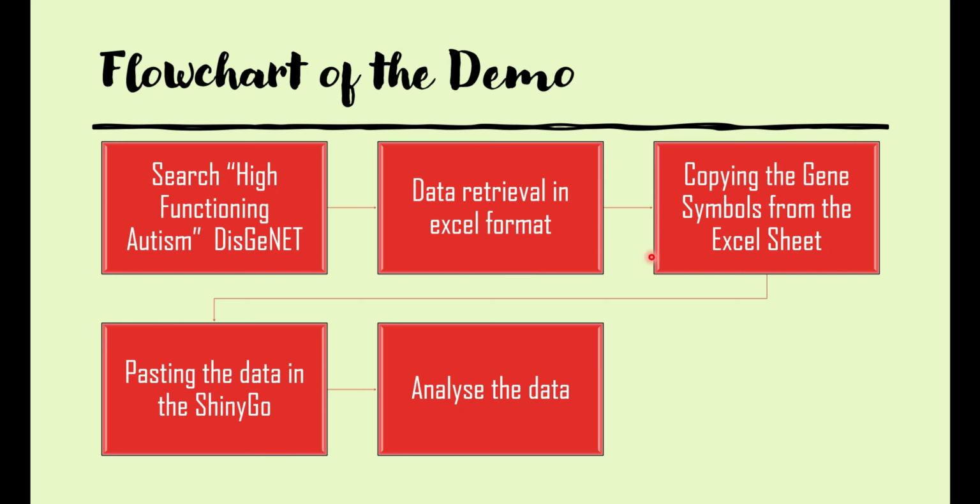So I will search about this term and then we will retrieve the data in Excel format. From the Excel format, we are going to copy the gene symbols and paste the data in the tool, ShinyGo. And then we are going to analyze the data about how the genes are interacting in the pathways and what their molecular function, biological processes, and cellular components are.